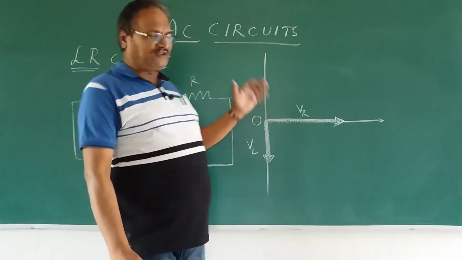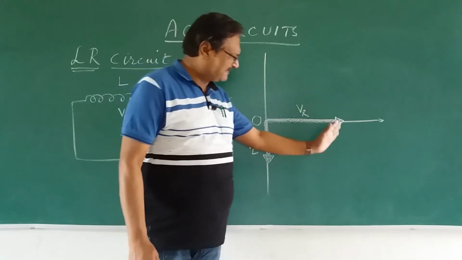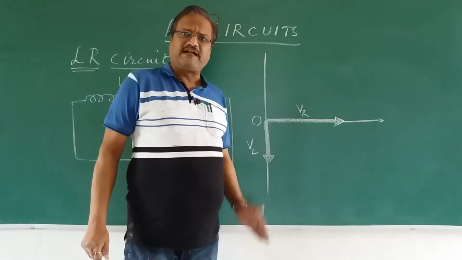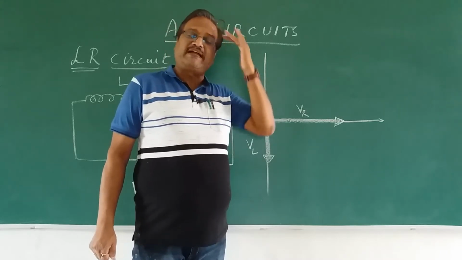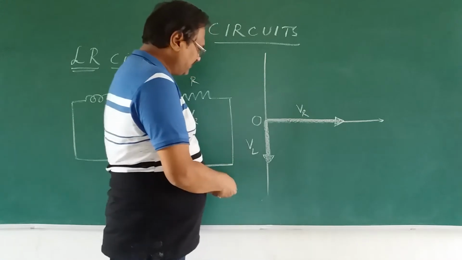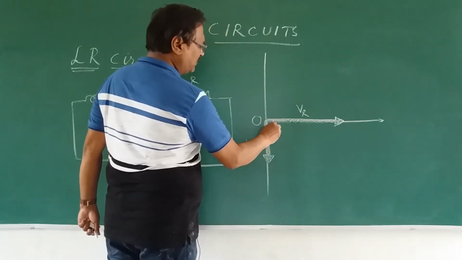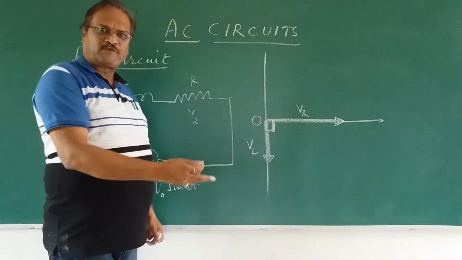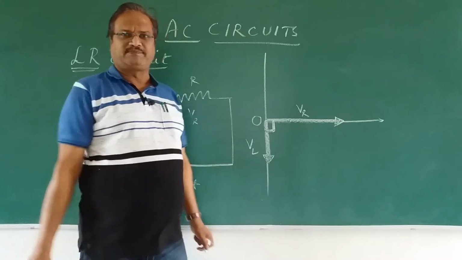Now we are representing voltage in the phasor diagram. We know that current and voltage differ by pi by 2, or 90 degrees. So this is VL, and I am taking a little smaller magnitude for my convenience. If both are identical you will have a problem, so we can make one smaller.